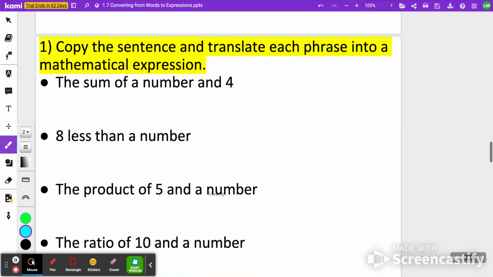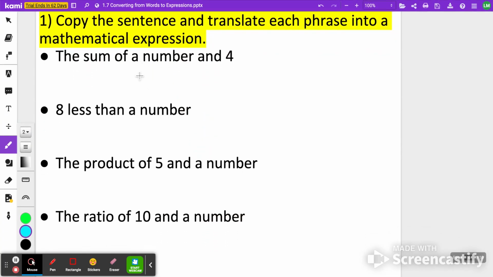All right, so copy the sentence and translate each phrase into a mathematical expression. The sum of a number and 4 would just be x plus 4. Anytime it writes a number, that just means you fill in a letter. Sometimes the letter will be given to you, like a number x is added to 4, and that's when you'd want to use the number or the letter that they give you.